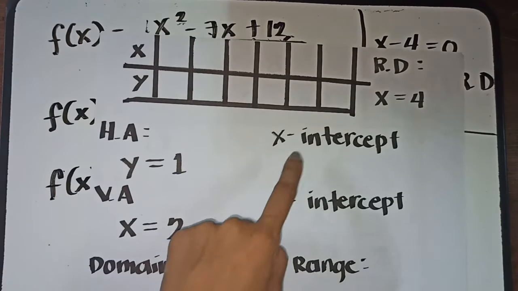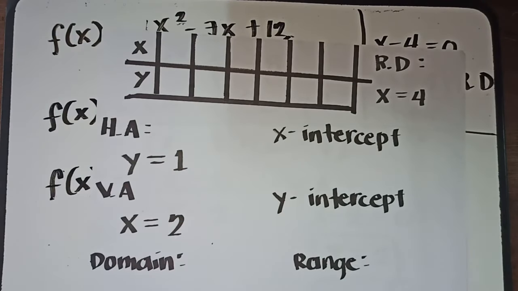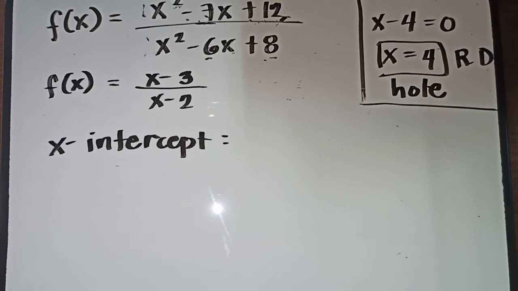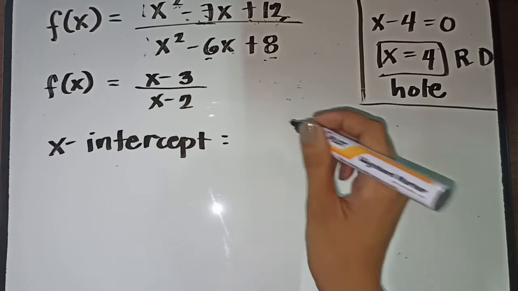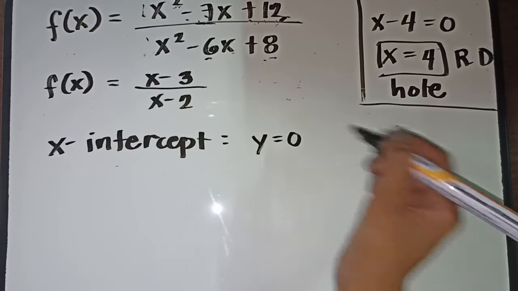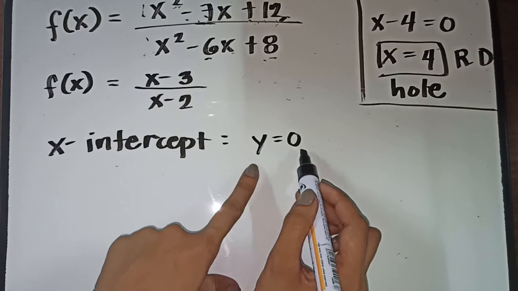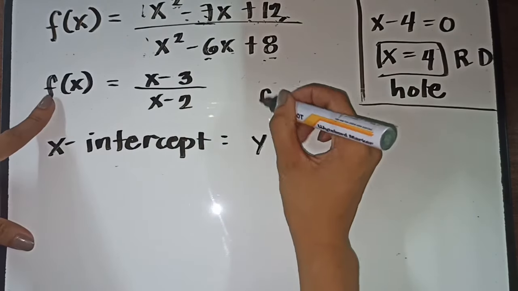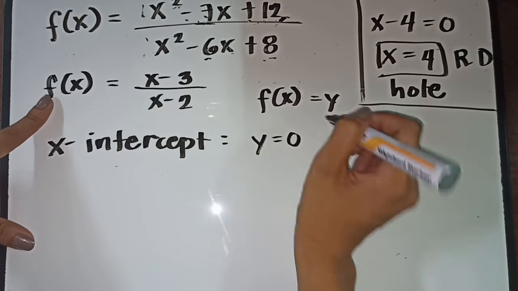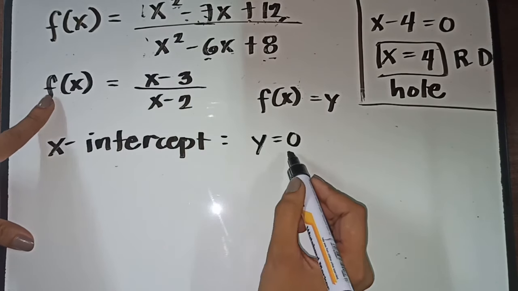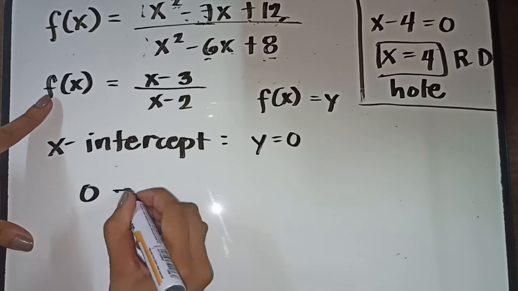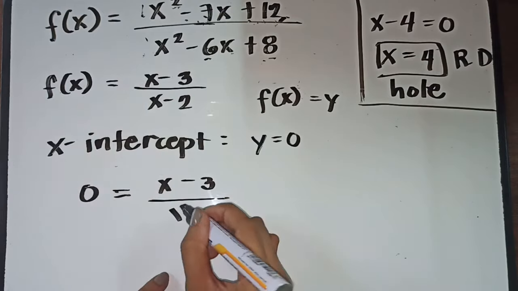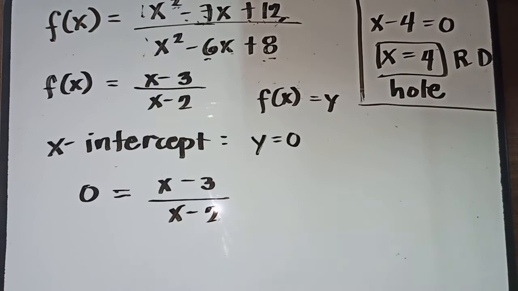Okay, so next, we're going to find the X intercept. Again, in finding the X intercept, solve for the value of x where y is equal to 0. So, substitute na lang natin yung value ni y, which is 0. Again, f of x is also equal to y. Okay? So, y is 0. So, that is 0 is equal to x minus 3 over x minus 2.